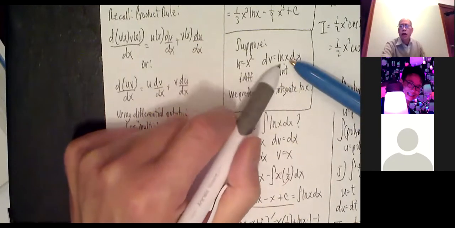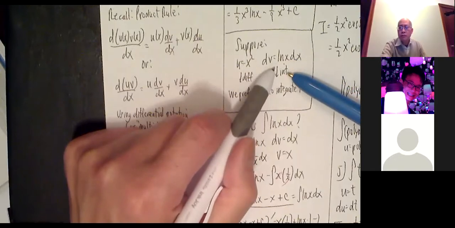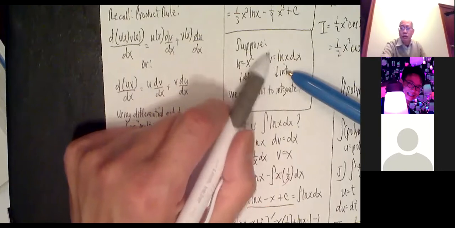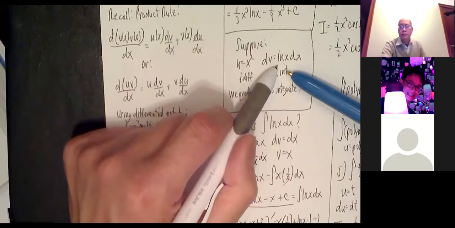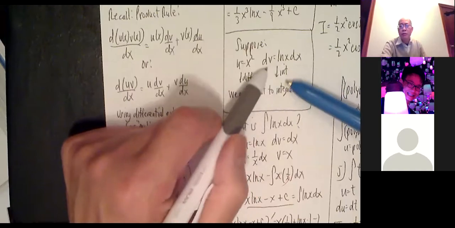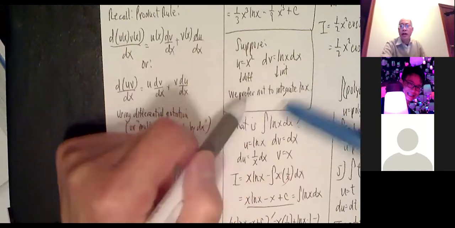How do you integrate natural log of x? Careful, not the derivative. We know the derivative of ln x is 1 over x, but I want the antiderivative, the integral of ln x. Chances are your Calc 1 teacher didn't teach you the integral of ln x. We are going to get it. In fact, that's part of integration by parts, but we prefer not to integrate ln x.